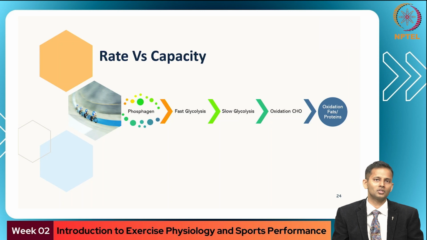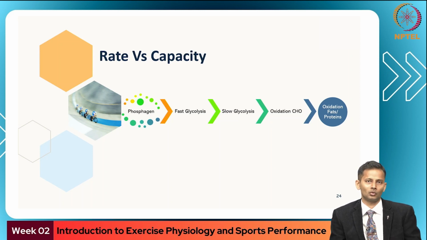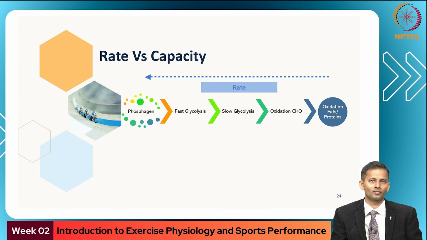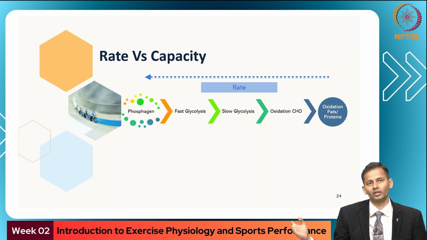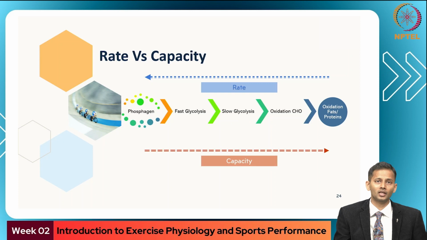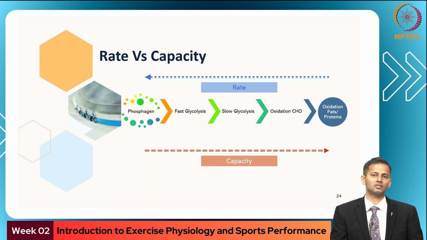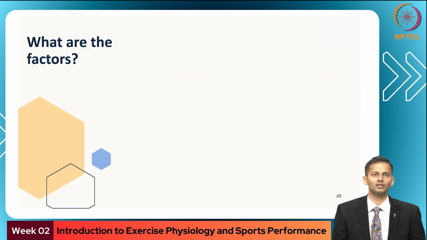So if you see the phosphagen system, the fast glycolysis system, the slow glycolysis, the Krebs cycle, and thereafter the oxidation, electron transport chain, and the fats and the proteins. The rate is very high in phosphagen, whereas it is very low in terms of breaking down of the fats. Whereas the capacity, as we discussed, is very high in fats. However, it is very low in the phosphagen system. So that's the inverse correlation between these energy systems in terms of rate and capacity.